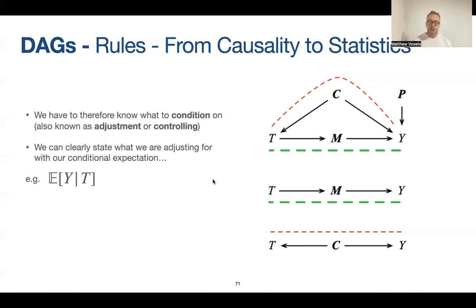And in order to do this, we can condition on certain things. And if we condition on certain things, we can isolate what we care about. And that's going to be the process of the backdoor criterion, which we'll talk about in the next lecture. But in order to understand this, we have to go through the rules of DAGs.